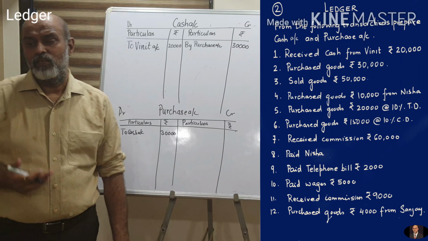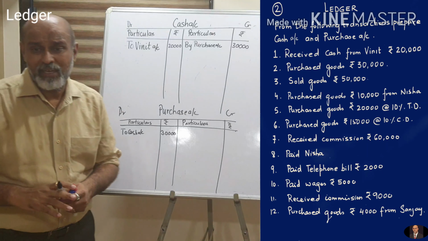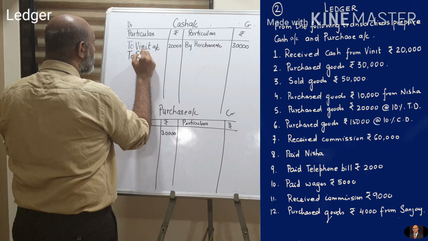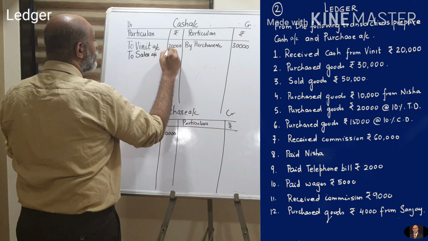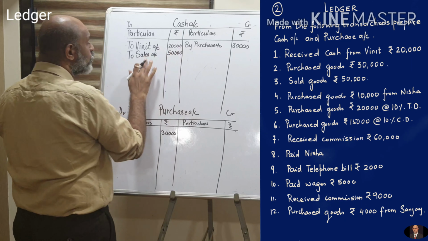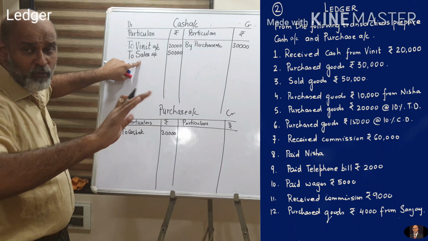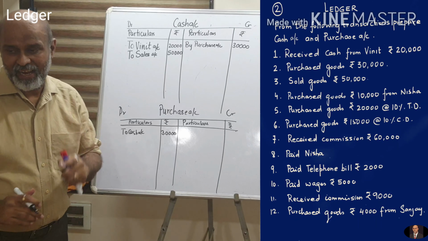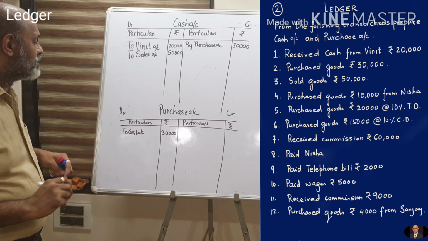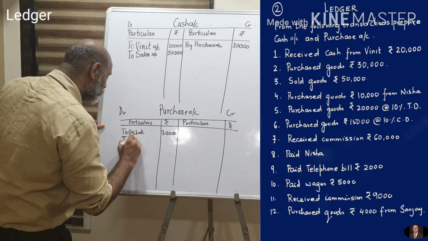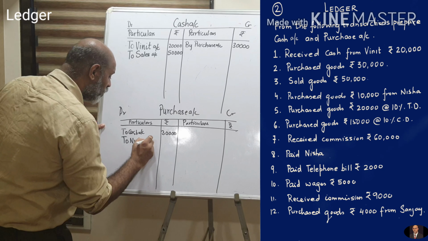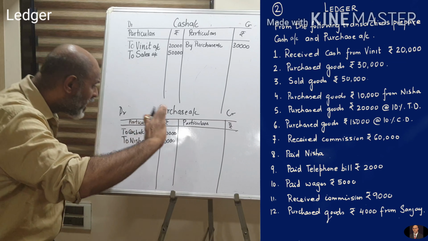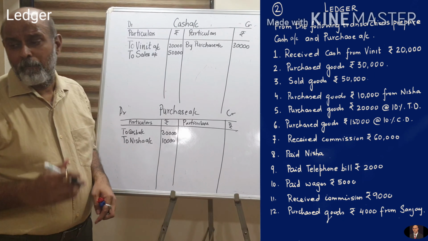The one after this is sold goods rupees 50,000. So when you sell goods, what is happening? Cash is coming in. So cash account debit to sales 50,000. If sales account was there, like what you did in the sum yesterday, you would have gone to the other side of sales account and you would have written by cash. Purchase goods rupees 10,000 from Nisha. So it is purchase to Nisha. It is a credit transaction because we are going to pay Nisha later on. If you had prepared Nisha's account, you would have gone on the opposite side of Nisha and written by purchase.